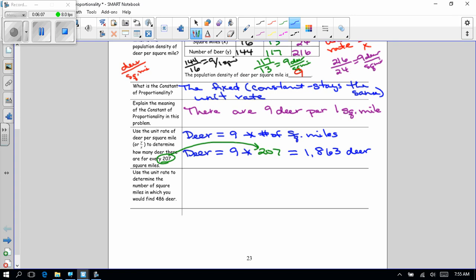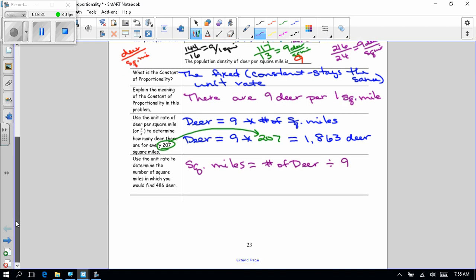The conservationists went somewhere else, and they want to know, in the next problem, if I counted 486 deer, well, how big is the park, right? You're like, I don't know how big this park is. Okay, so what we'll do is we're going to use the formula slightly differently. We're going to take our square miles. To find that, we're going to take the number of deer and divide by the 9. Divide by that constant rate.